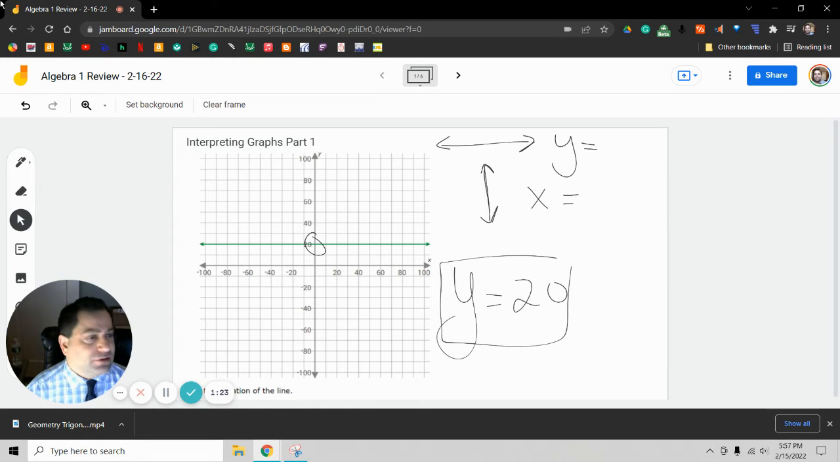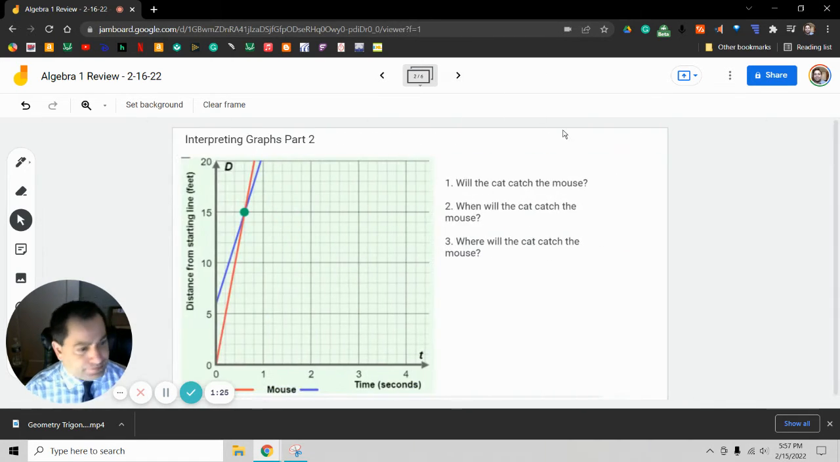Okay, let's try another example. In this problem right here, we have a cat and mouse diagram, and we're asked 3 questions. The first question is, will the cat catch the mouse? Well, if the lines intersect, as they do right here, then yes, the cat will catch the mouse.